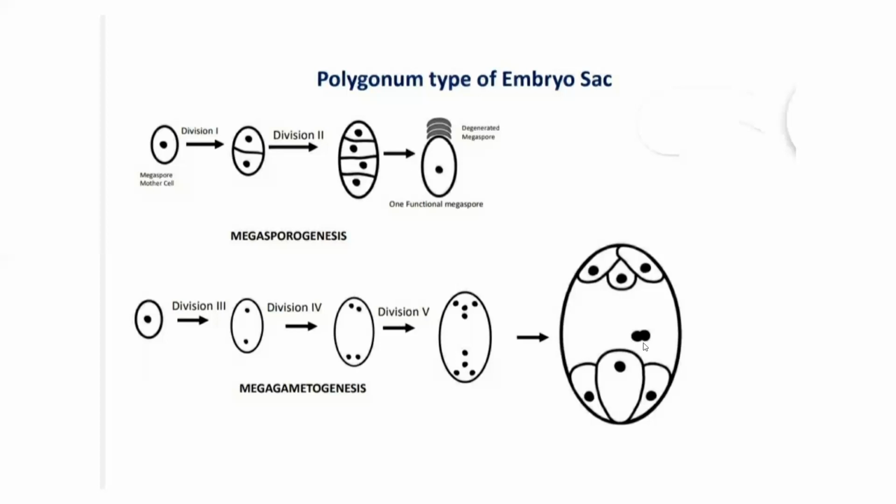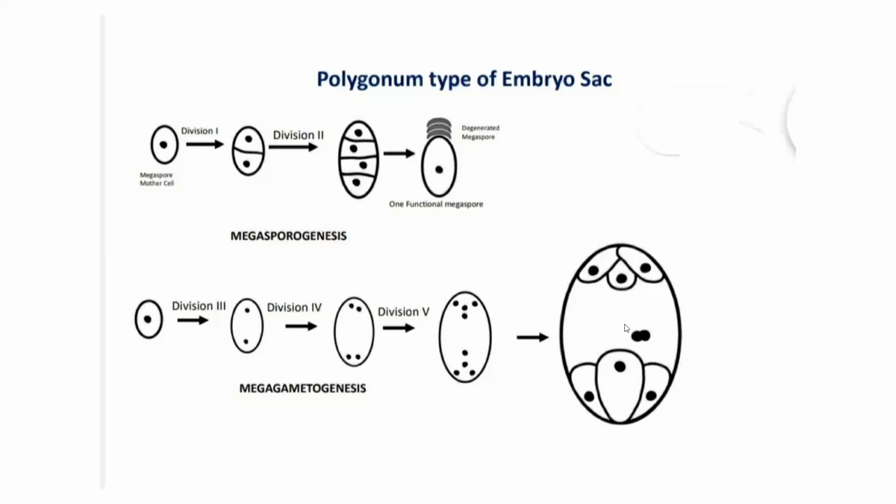At the chalazal end also, plasma membranes are formed, surrounding three nuclei. They are known as antipodals. These are the three antipodals, two synergids and one egg cell. One nucleus from each end comes to the center, so the two free polar nuclei fuse together in the central region to give rise to a secondary nucleus.